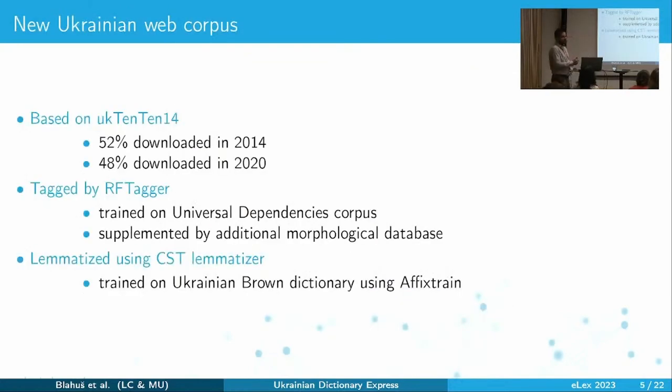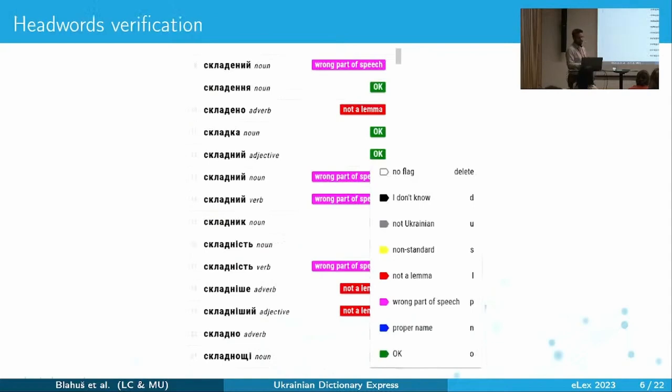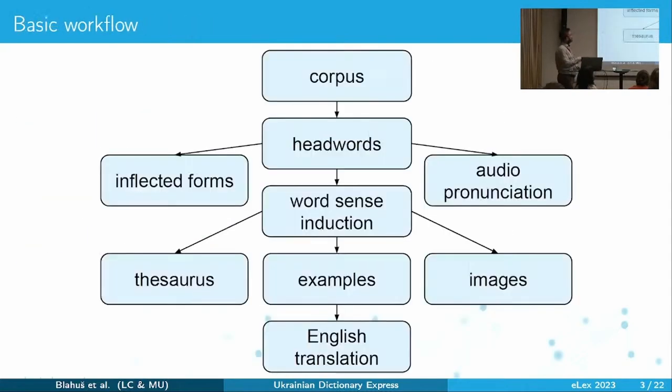For this project, we built a new Ukrainian web corpus, which is half the 2014 corpus, UkTenTen, which existed before, and half newly downloaded in 2020. So this corpus is merged from these two years, and we tagged it with an RF tagger that we trained ourselves using data that were kindly given to us. It was lemmatized using the CST lemmatizer. Now I will show you the interfaces for the parts of this process.